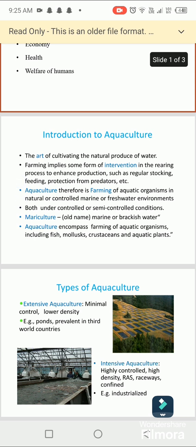Types of aquaculture: extensive aquaculture, minimal control, lower density, for example, ponds prevalent in third world countries. Intensive aquaculture, highly controlled, high density, RAS, raceways, confined, for example, industrialized.